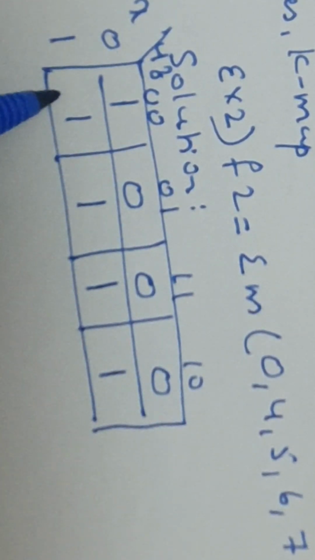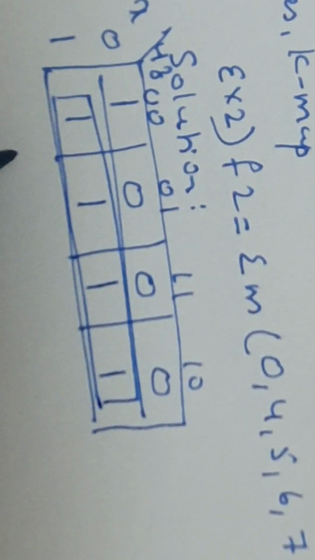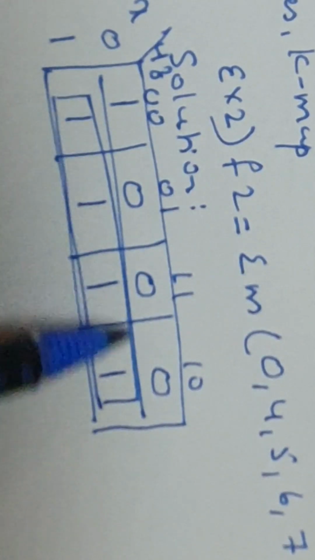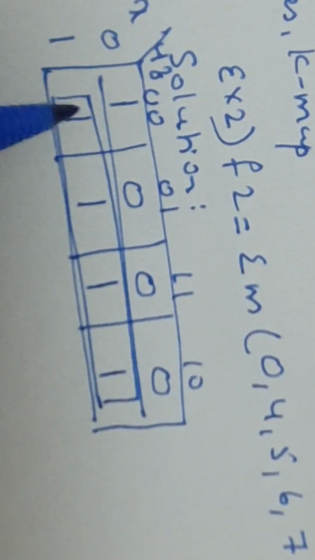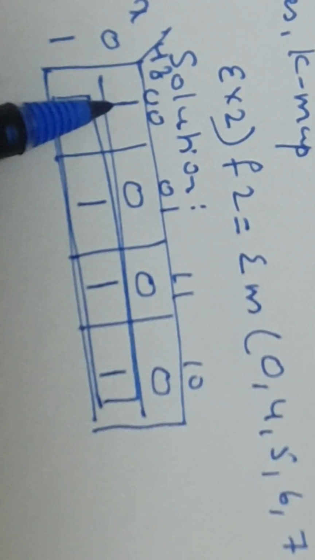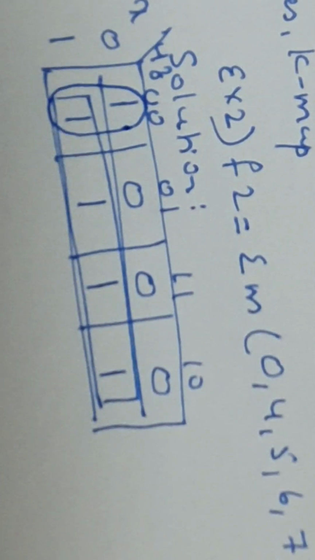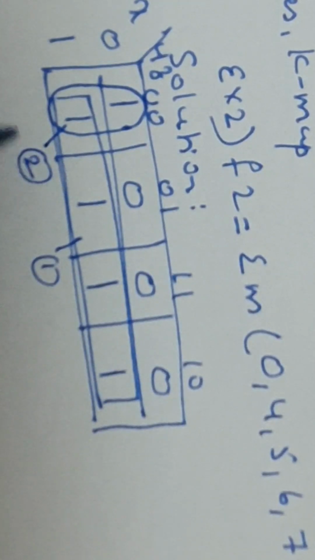So now the grouping: these are adjacent, so it makes a quad. Octet is not possible, all 8 are not ones. Then we have to go for the quad. Next, 4 ones are covered with this quad. This one is not covered, so to cover this we will make one more pair here. This is the first group and this is the second group.